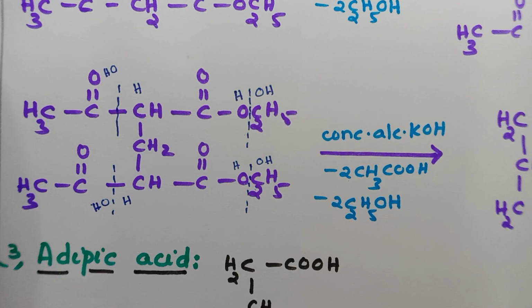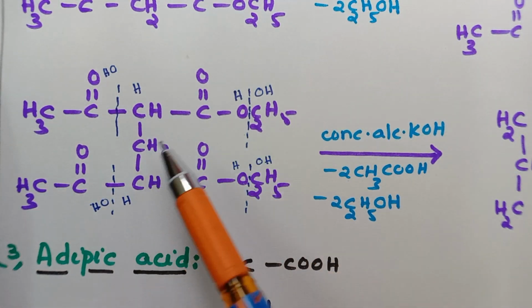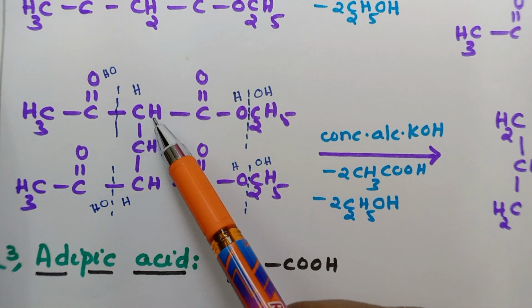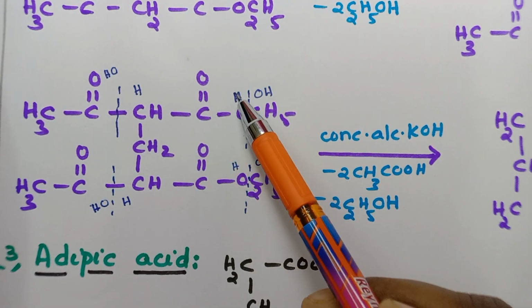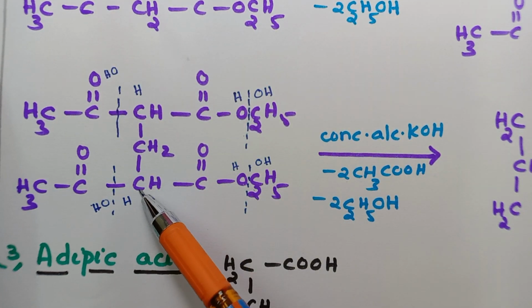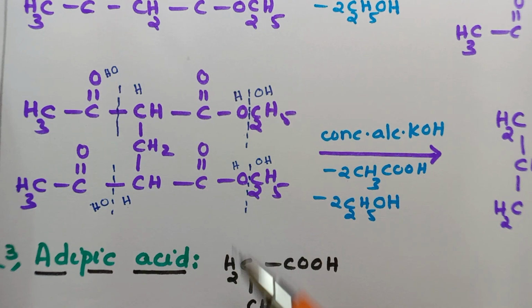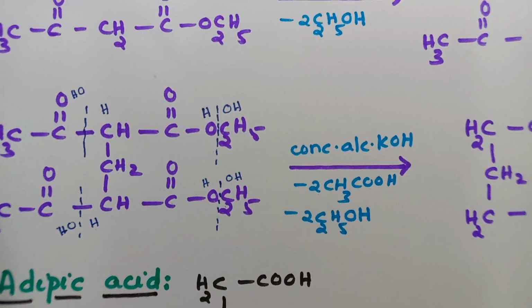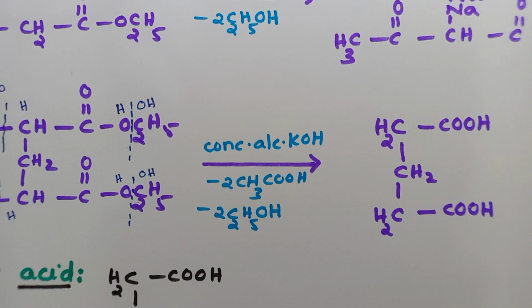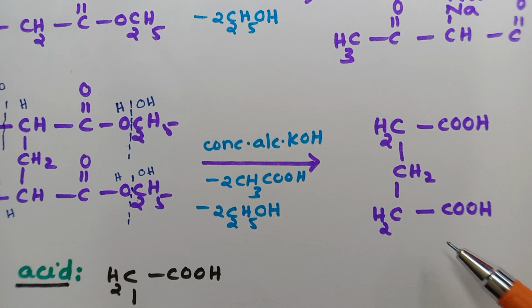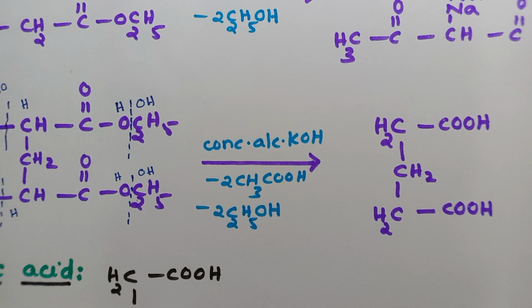Okay. Now, what is remaining inside here? The main compound, CH2COOH, CH2, CH2COOH. Got it? That is our glutaric acid. Fine, students? Right. So, this compound has 5 carbons.